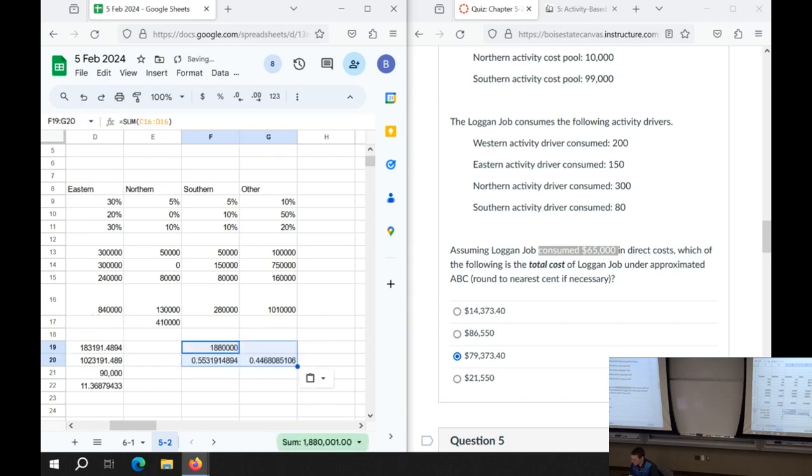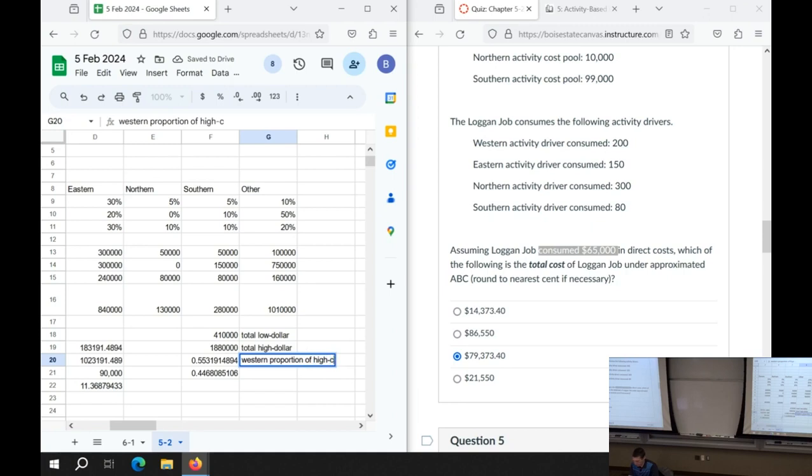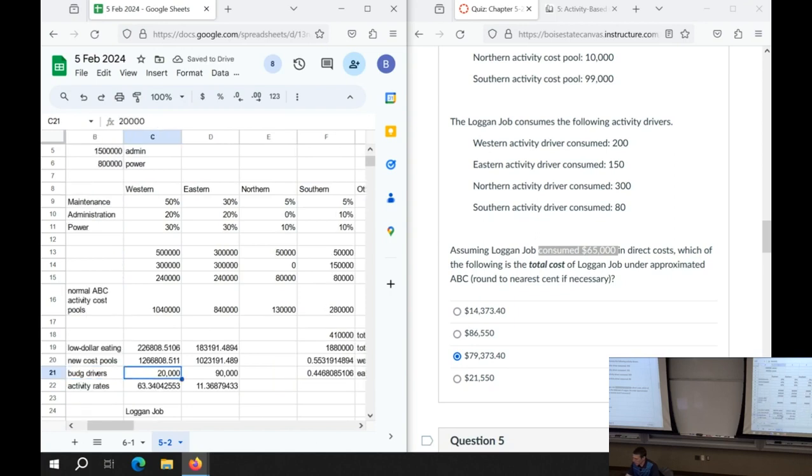I should move it out over here and move this out over here. Total low dollar, total high dollar cost pools. And then this is Western proportion of high dollar cost pools. And this is Eastern proportion of high dollar cost pools. And so when they're out over here, maybe it's a little easier to see that we're really summing just right here. That's all we're doing.